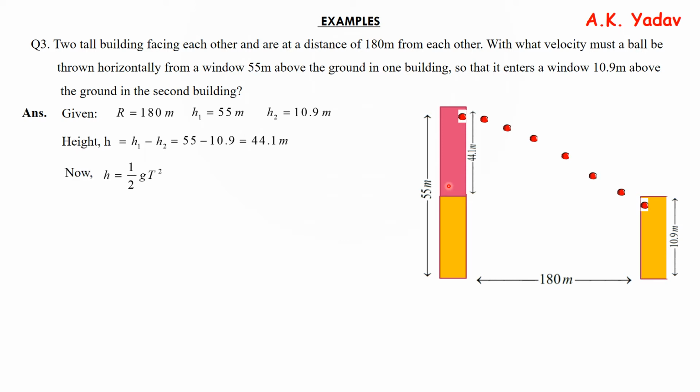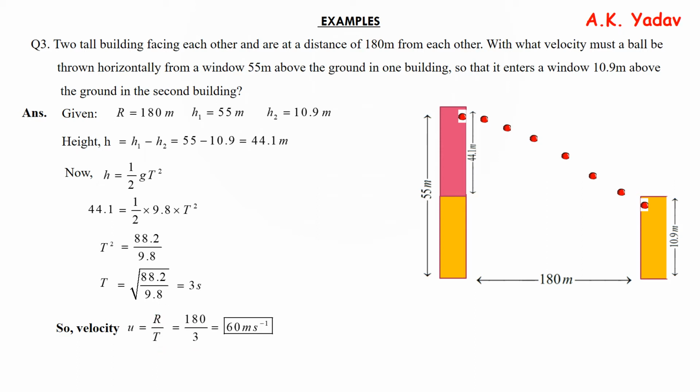Now we know H is equal to half g t square. We put the values, so t square is equal to 88.2 upon 9.8. That gives t is equal to 3 seconds. We need to find out the velocity, so u is equal to R by t. Velocity is equal to distance by time. Distance is 180, time is 3, so we get 60 meters per second.